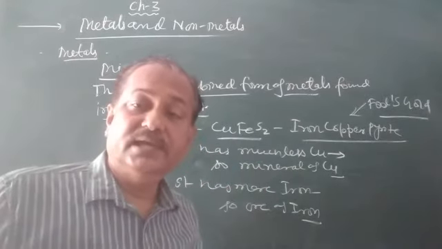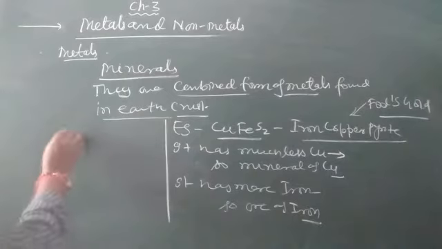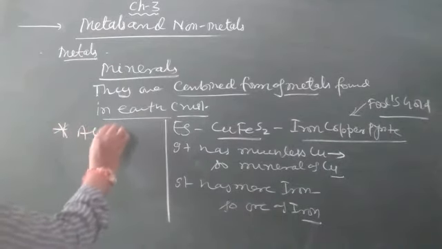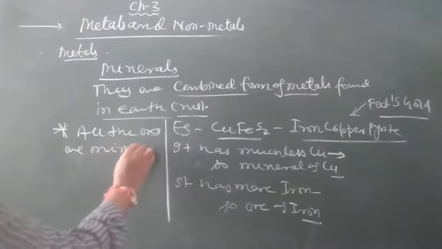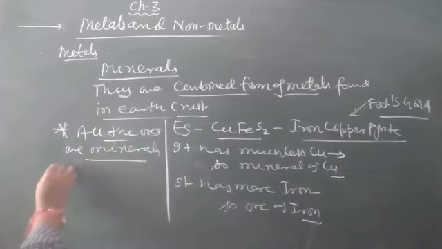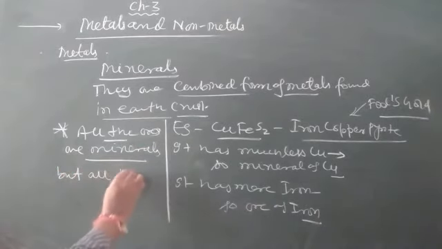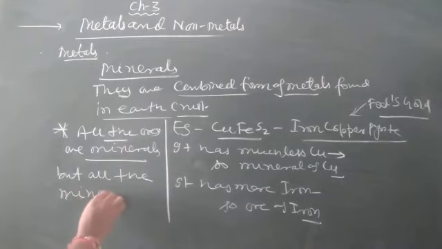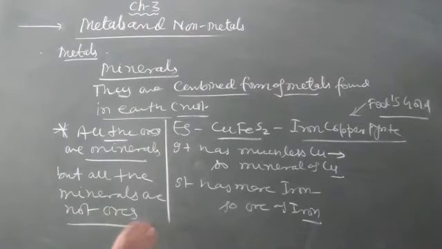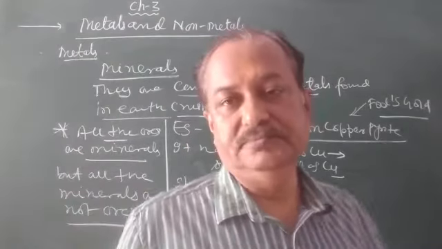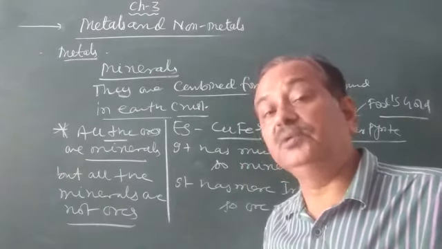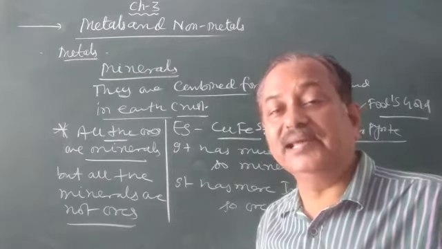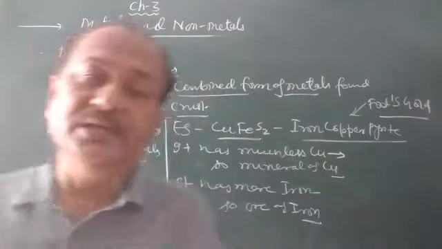Another very important point: all the ores are minerals, but all the minerals are not ores. This is a very important point to note. The difference lies in the amount of unwanted impurities, and they are called gangue. Unwanted impurity is called gangue.